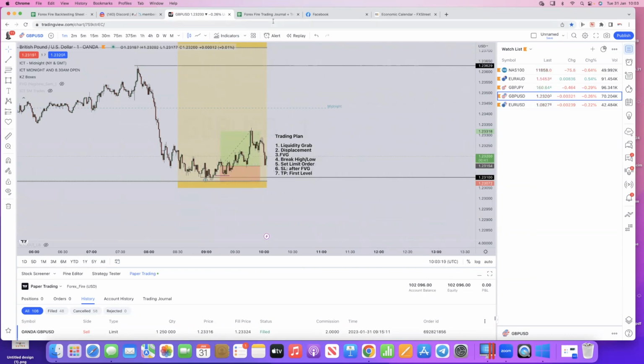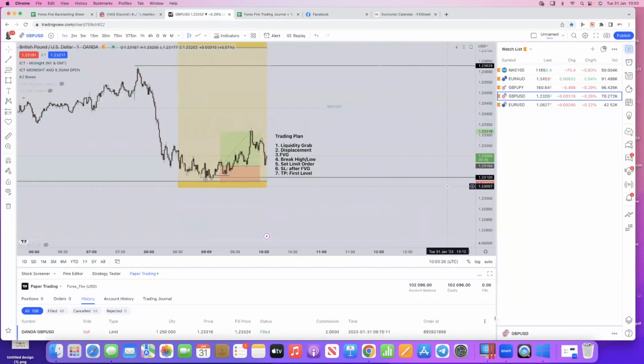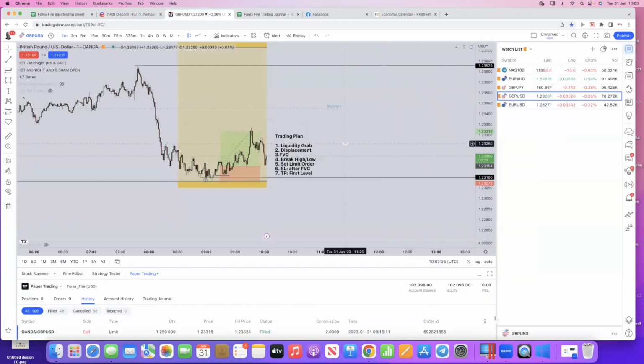Okay, and then from there, the stop loss 2307. You can see here 2307. It's the 4 digits after the decimal, and then from there, take profit 2332. You can see on here 23318. So it went to the nearest ones.